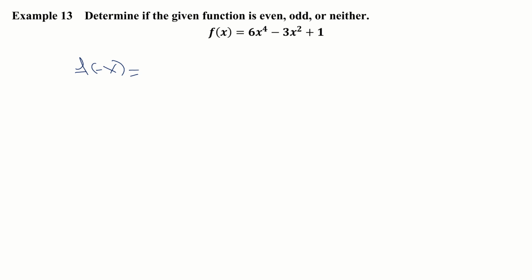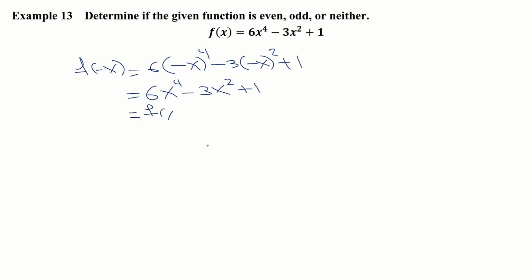So f of negative x, that's going to be 6 times quantity negative x to the 4 minus 3 times quantity negative x squared plus 1, right? So we get 6x to the 4, because remember, negative 1 to the 4 is 1, x to the 4 is x to the 4, like that, minus 3x squared plus 1. So notice that's exactly equal to f of x. So therefore, f is even.